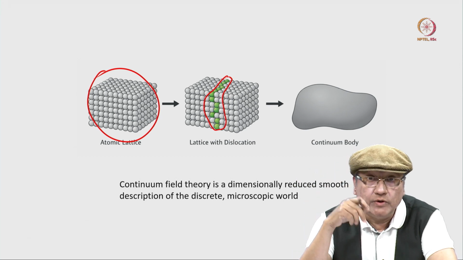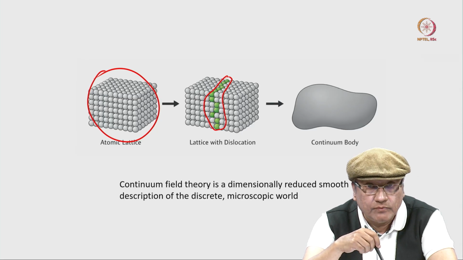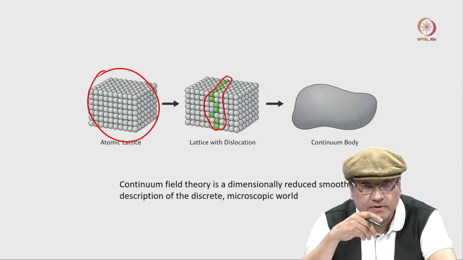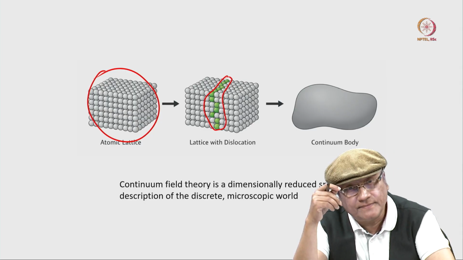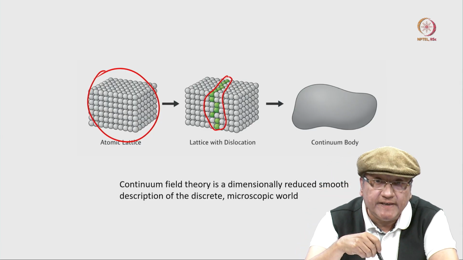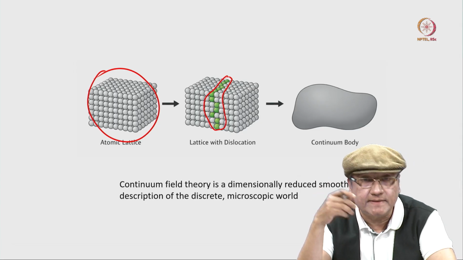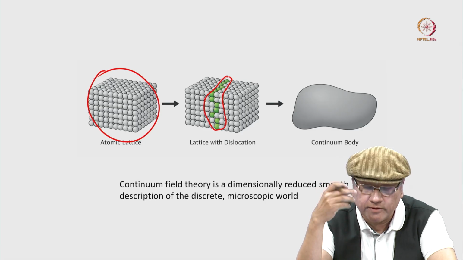And under loading, these dislocations, that is these positions which are not filled with atoms or occupied by atoms, start moving under external loading. But we cannot track the motion of each such dislocation, because as I said, that will lead to a huge number of degrees of freedom which we cannot handle.